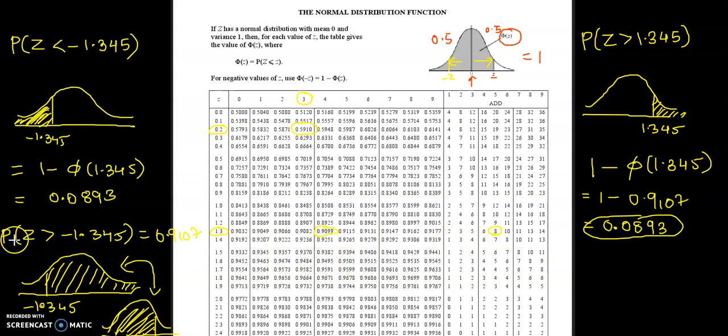So when you're interested in finding the probability z more than a negative point, it is similar to the phi of that point.